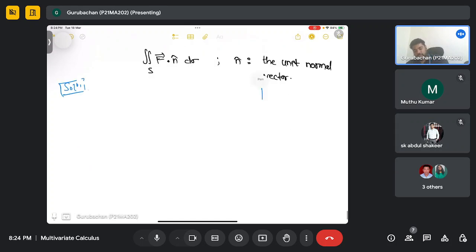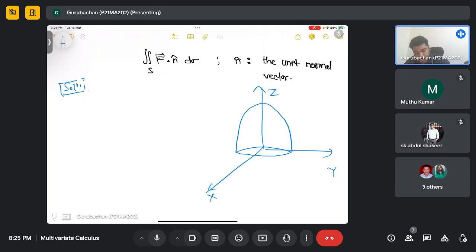So let me draw, as per your saying, a rough diagram x, y, z. It is z equal to 4 minus x square minus y square. So it will be like this and it is bounded by this xy plane.